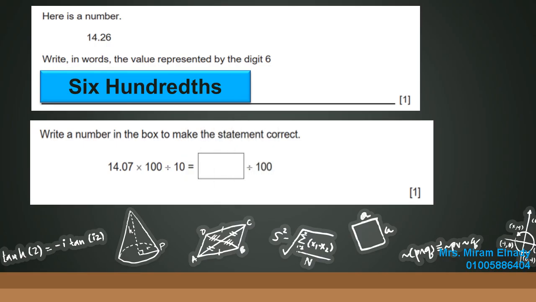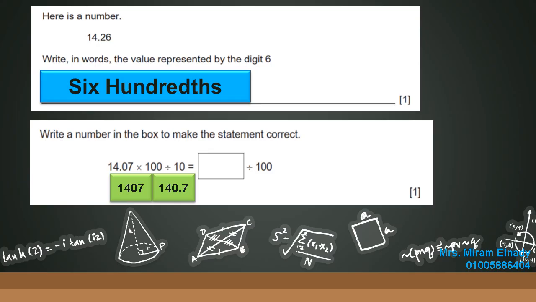Write a number in the box to make the statement correct. 14.07 multiplied by 100 divided by 10 equals space divided by 100. So we need to check the left hand side, starting with 14.07 times 100. This equals 1407. Then when we divide it by 10, what will be the answer? It will be 140.7. So we need also the other part, the right hand side, to be 140.7.